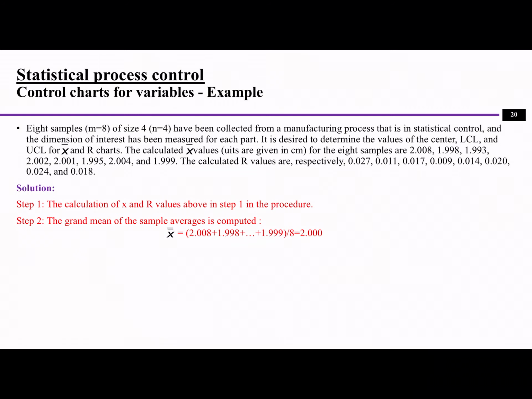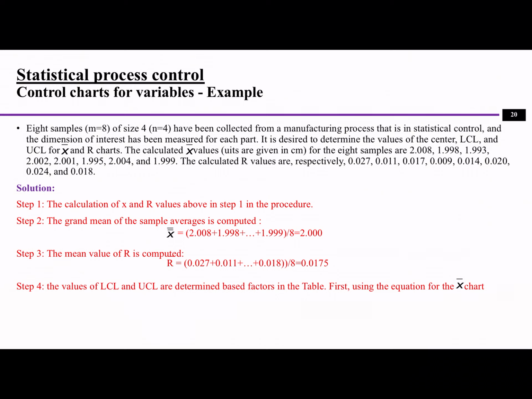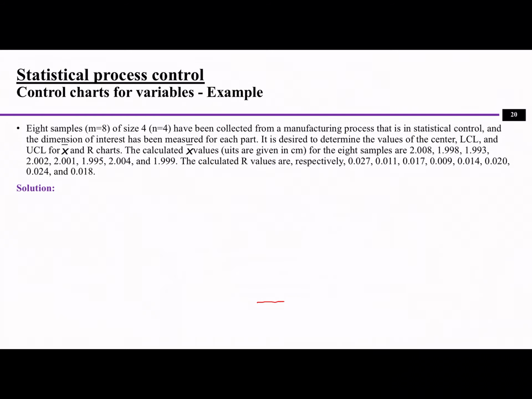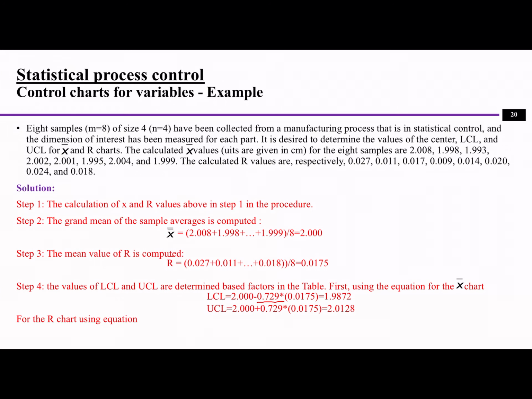Now let's look at those equations. We find the X grand mean, and the mean value of R is calculated, and also we can calculate the upper control limit and lower control limit. Remember, we use 0.729 or 0.73? I think here we use 0.73. And for the R chart, we can calculate that D3 is 0 and D4 is 2.28. So this is how we find the lower control limit and upper control limit for these charts.